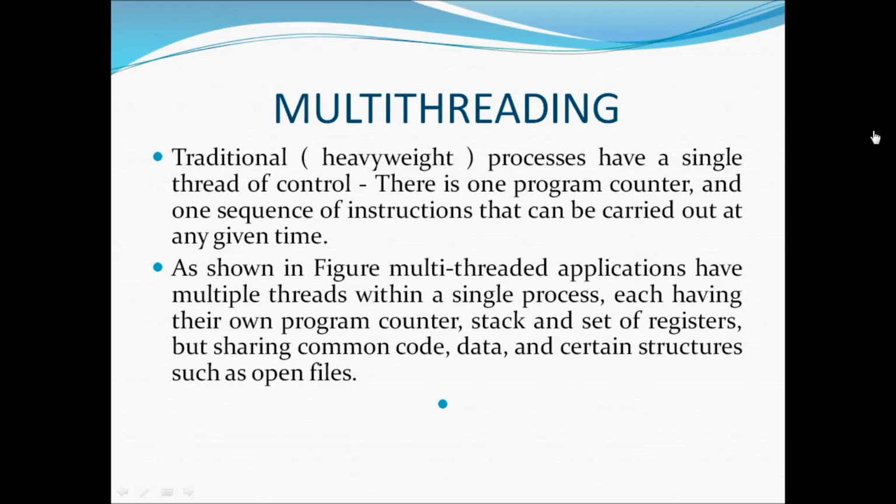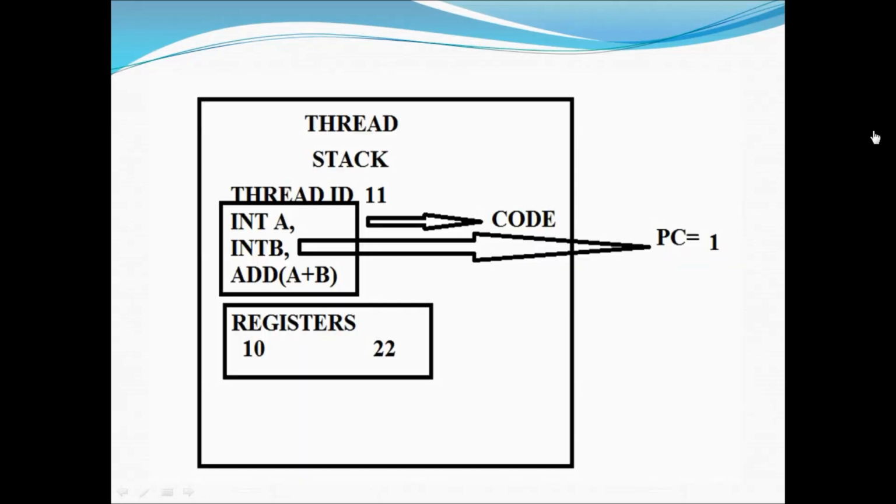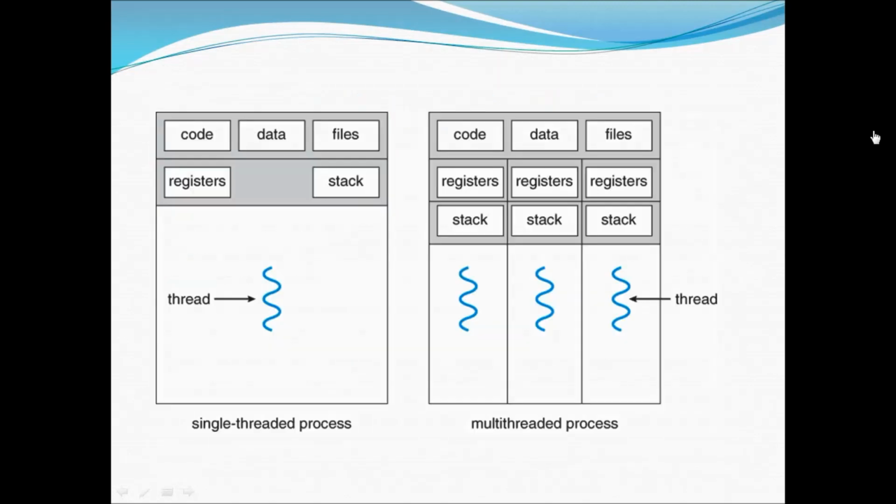So see here, traditional processors, that means old processors, will have a single thread of control. Here this is the example of a traditional thread. A traditional thread is a process having only one thread. Here this process is going to do only one task using one thread, that is adding two numbers. You can see here, a single threaded process. The thread is going to do only one task. That thread is having a stack, a register, data, code, etc. Understanding guys?